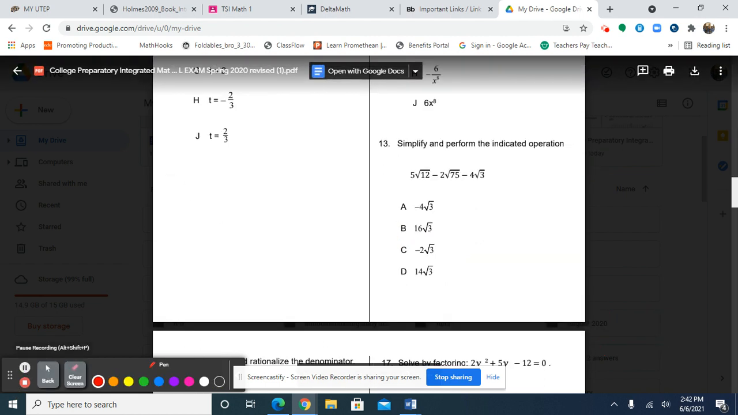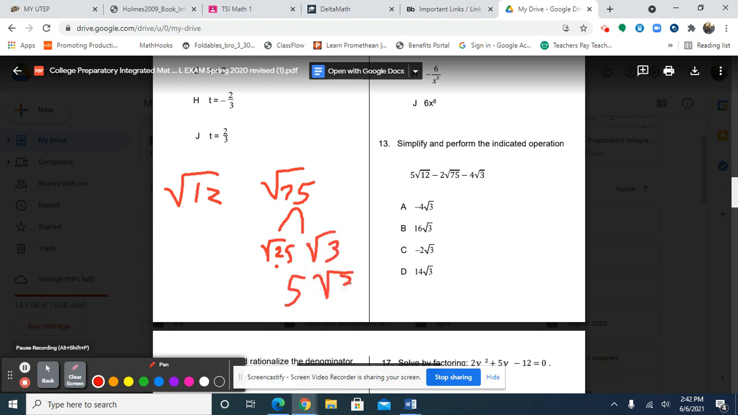Now with 13, what we're going to do is we're going to simplify those square roots. And we want them all to be the same so that we can subtract. So 75, that splits into square root of 25 and 3. So 5 square root of 3. Now there's a negative 2 already on the outside, so we're going to multiply that. Negative 2, which becomes negative 10 square root of 3.